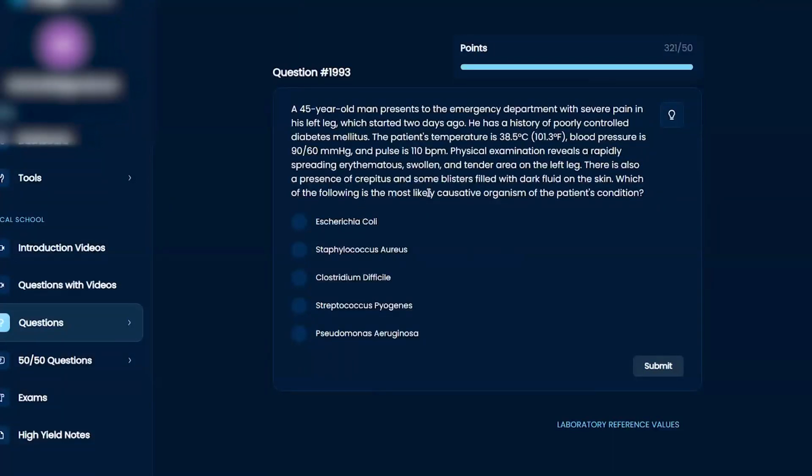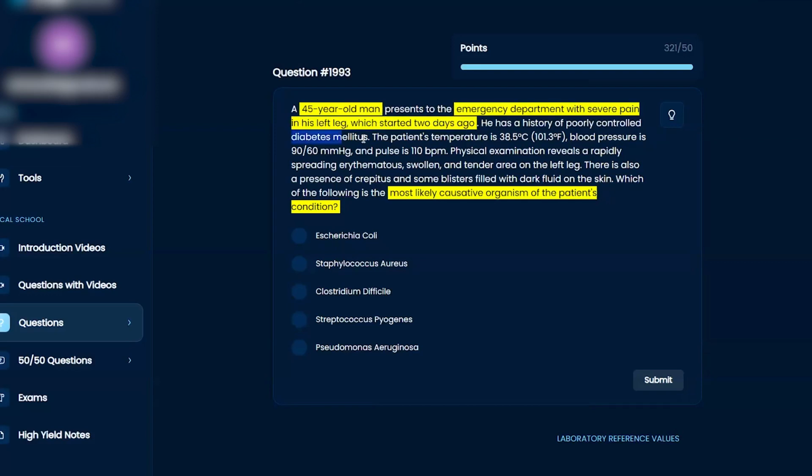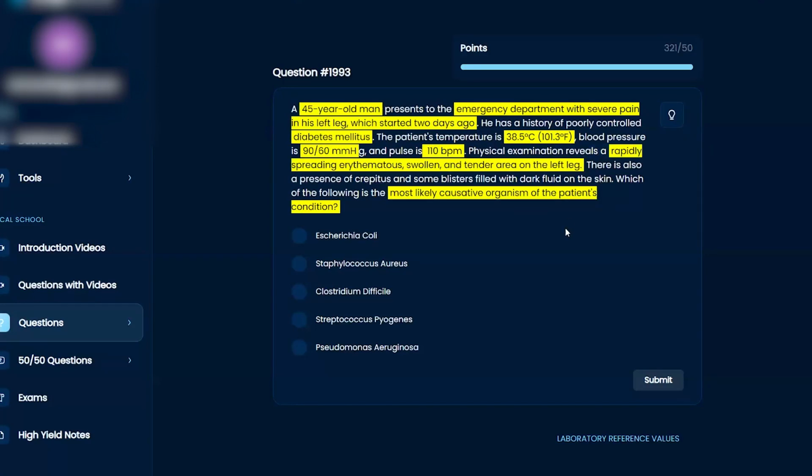Which of the following is the most likely causative organism of the patient's condition? A 45-year-old man presents to the emergency department with severe pain in his left leg, which started 2 days ago. He has a history of poorly controlled diabetes mellitus. The patient's temperature is 101.3. Blood pressure is 90 over 60, pulse is 110, and exam reveals a rapidly spreading erythematous, swollen, and tender area of the left leg. There's also the presence of crepitus and some blisters filled with dark fluid on the skin.